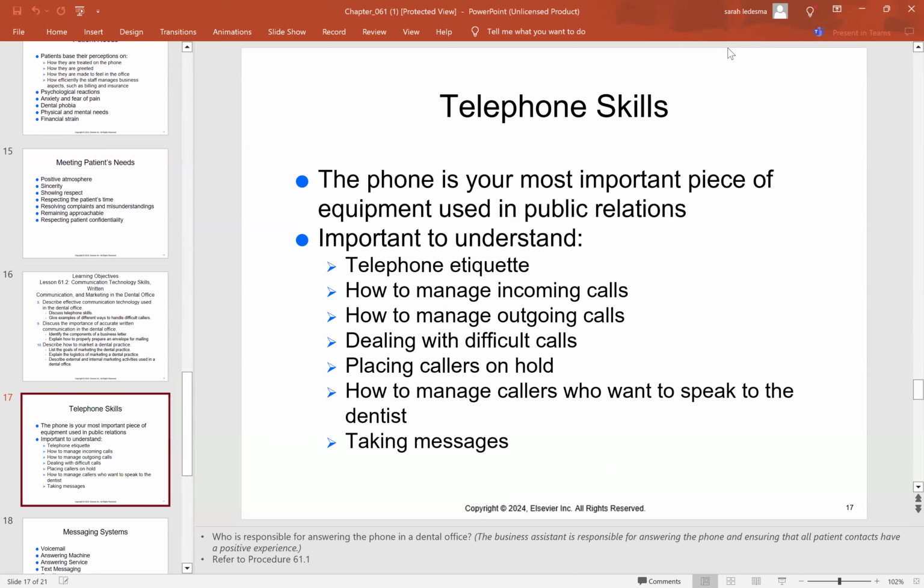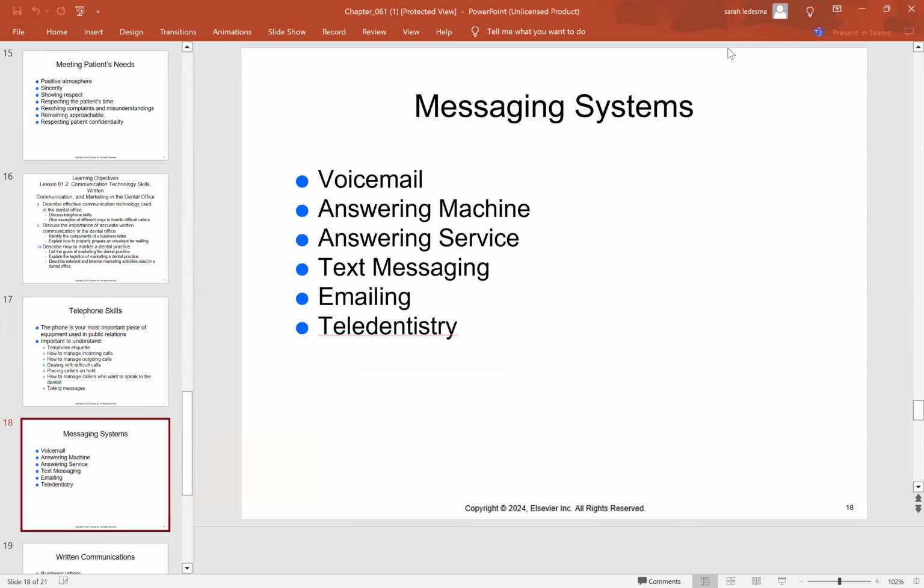Telephone skills. The phone is the most important piece of equipment in public relations. As the dental assistant, we want to understand etiquette on the telephone, how to manage incoming and outgoing calls, dealing with difficult calls, placing patients on hold, how to manage callers who want to speak with the dentist, and taking messages.